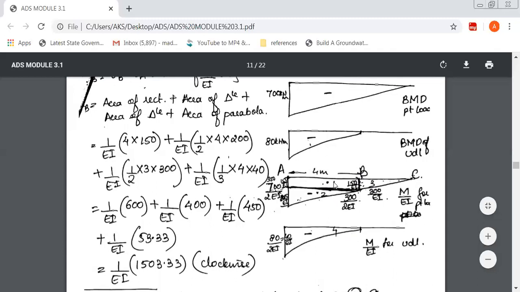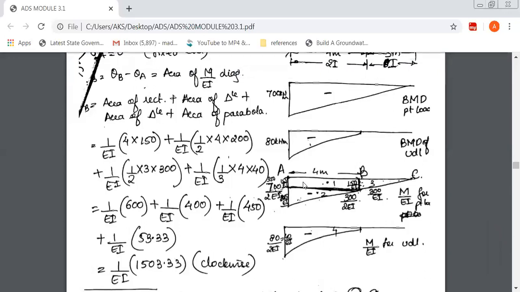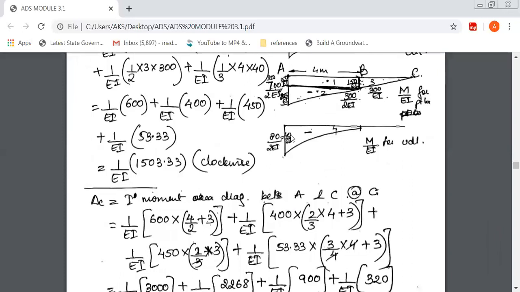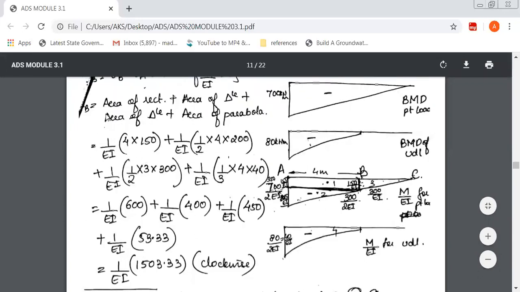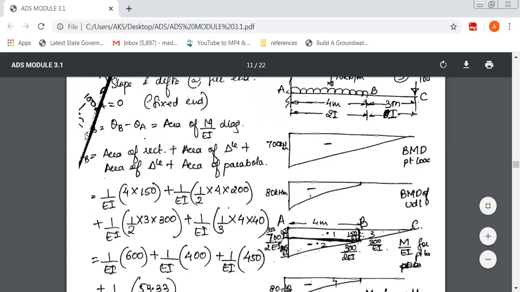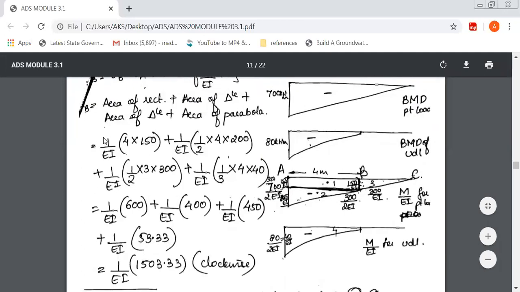It's always important you mark this 1, 2, 3, and 4 because as there are many areas, things become simpler if you use this nomenclature. So 1, 2, 3, 4. And the same areas, you can use it here, 1, 2, 3, 4, like this. Okay. All right, let's start with this. If you want to find theta C, it is actually theta C minus theta A. So it is the area of the M over EI diagram. Because it is M over EI diagram, 1 over EI is common for all the areas.